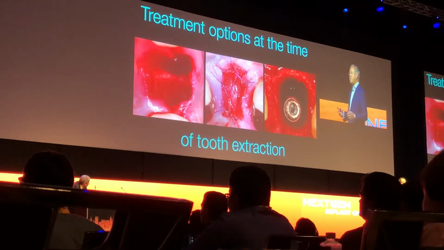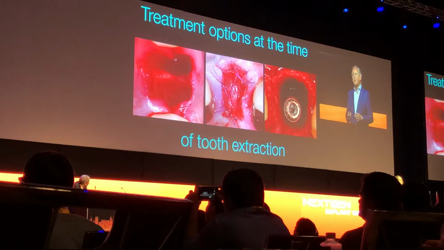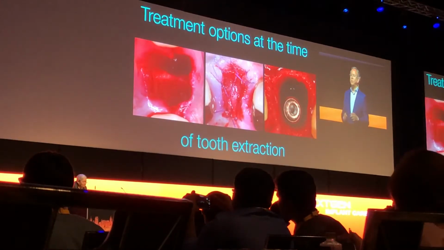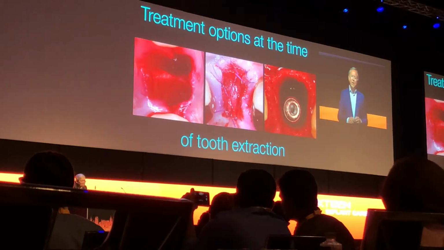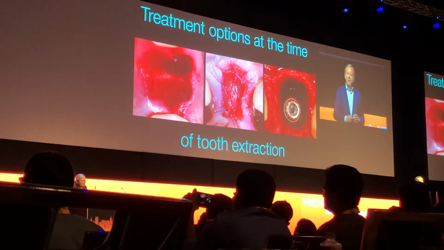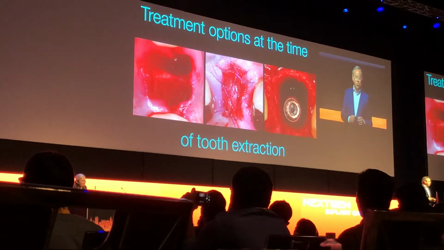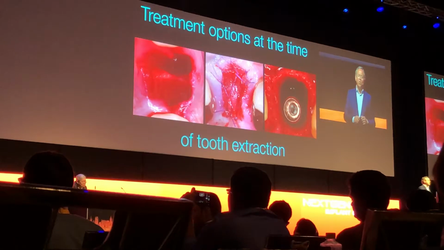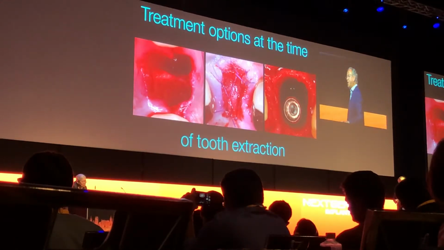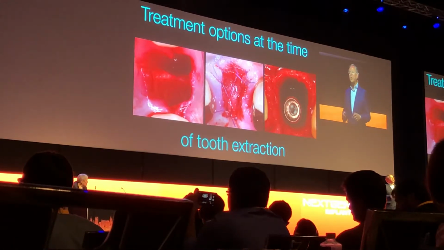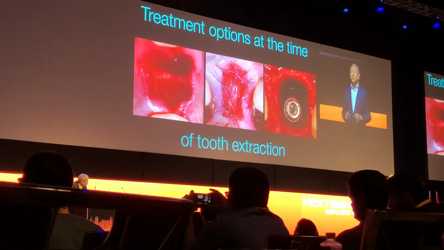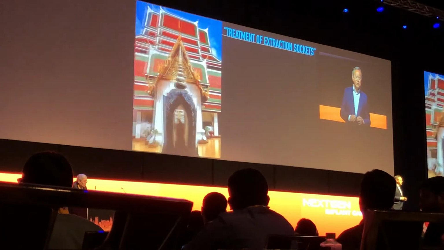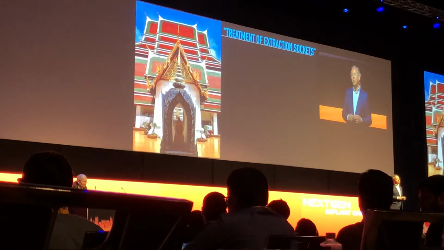But of course, this is experimental work. In our daily practice, we need to take an option, and we need to decide immediately when we do the extraction whether we are going to try to preserve the dimension of the crest, or whether we are going to place a dental implant immediately, or whether we are going to wait and allow the socket to heal and then place an implant at a later stage. And these decisions are very important.